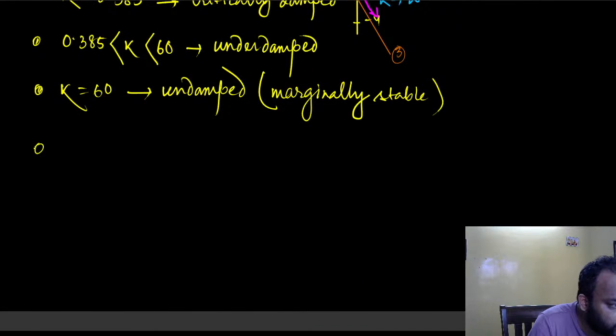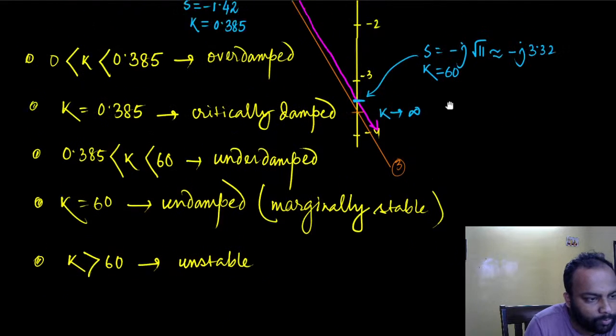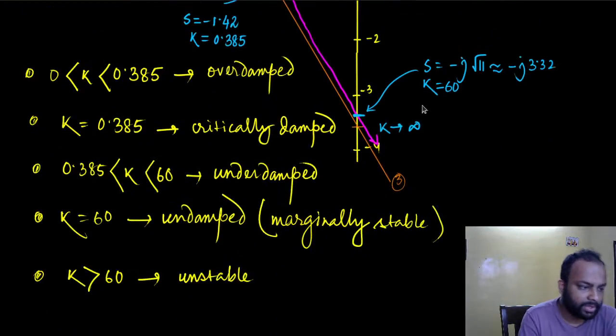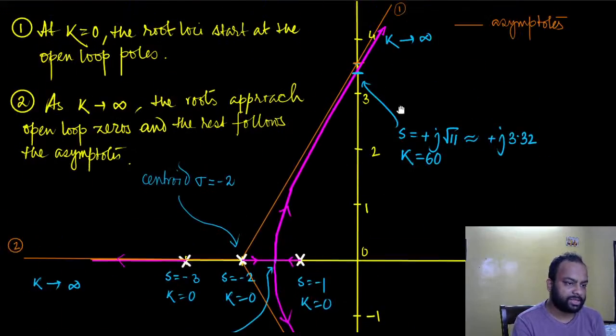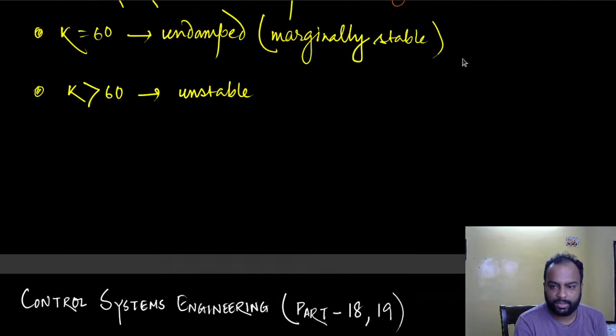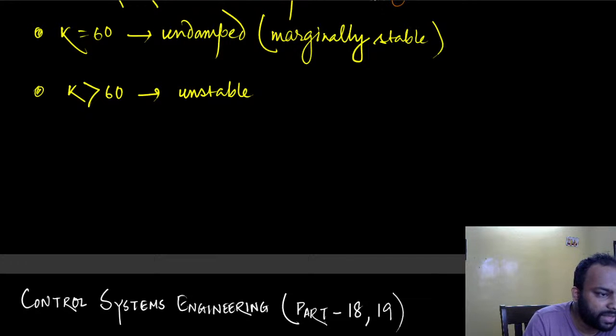And also, when k is beyond 60, the system is unstable. We can see that these two poles, when k is beyond 60, would go to the right half plane and approach infinity from there. So these are the practical things we discovered about this particular system. All right. So again, just to say that this system was this particular one.